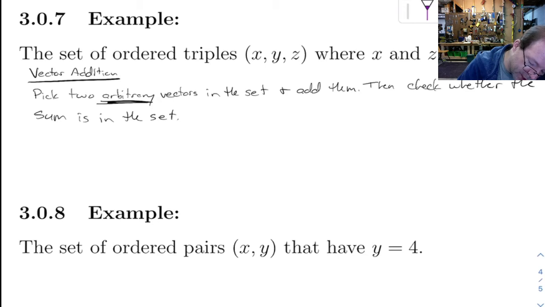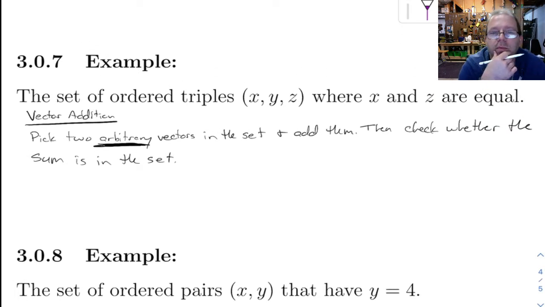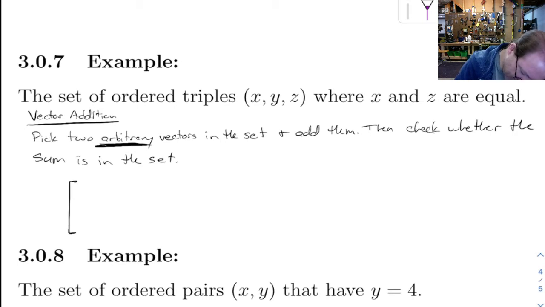And now arbitrary here, it doesn't mean you just pick a random vector in the set. When you say arbitrary, what it means is it's going to have variables in it, something that could represent any vector in there. So for instance, I'm going to call the x coordinate A, the y coordinate B, and the z coordinate is supposed to be the same as the x coordinate, so that's going to be A as well.